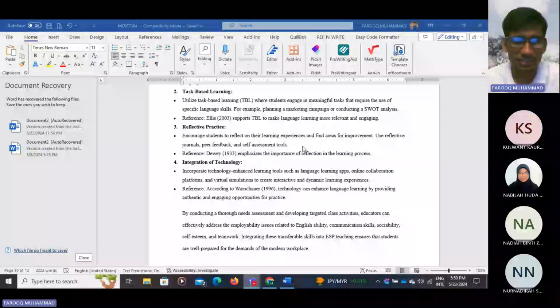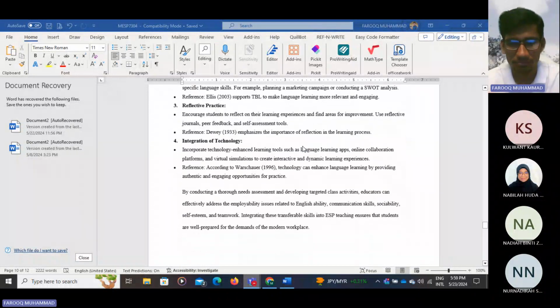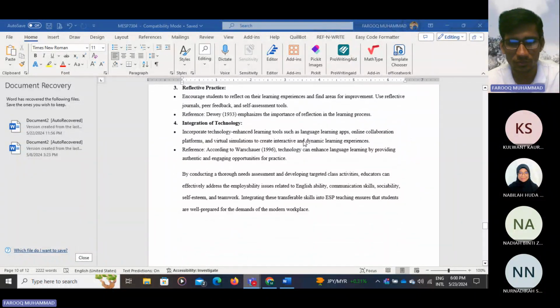The fourth one will be the integration of technology. Incorporate technology-enhanced learning tools such as language learning apps, online collaboration platforms, and virtual simulations to create interactive and dynamic learning experiences. Here we can use Workshop in 1996. Technology can enhance language learning by providing authentic and engaging opportunities for practice.